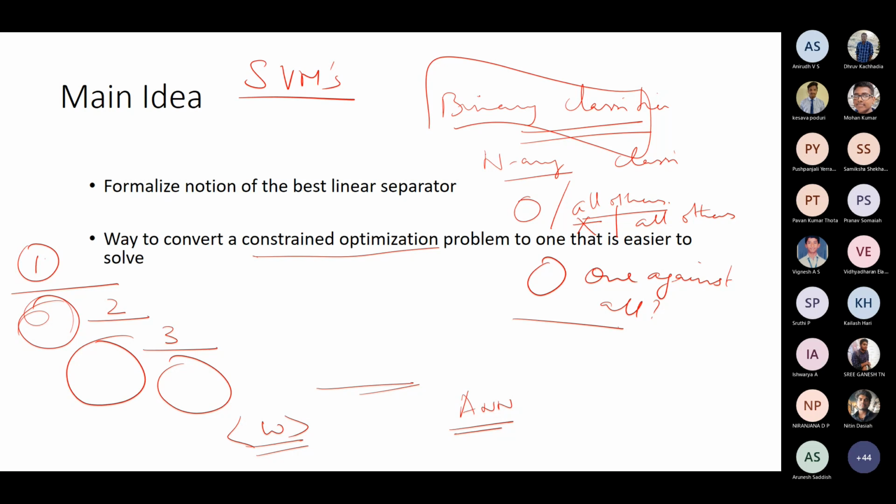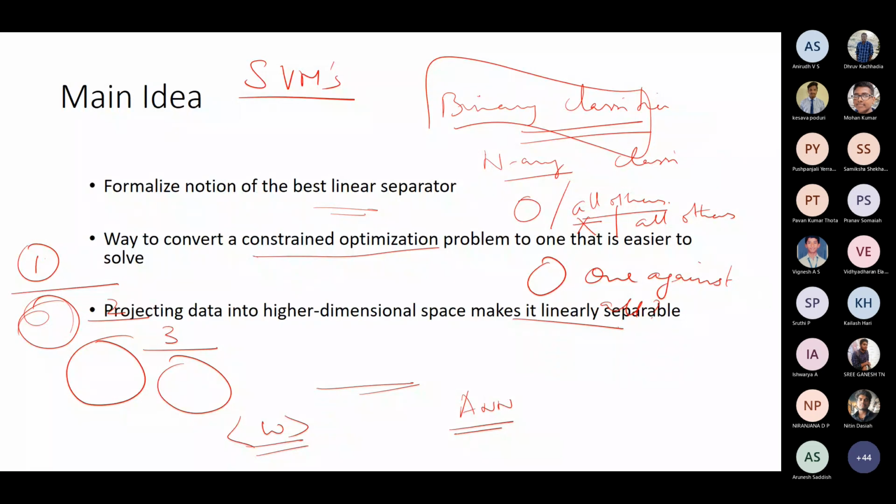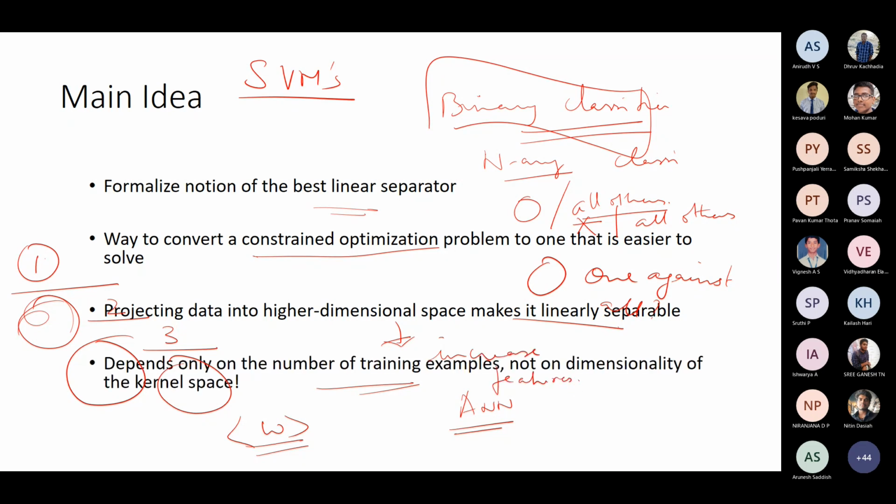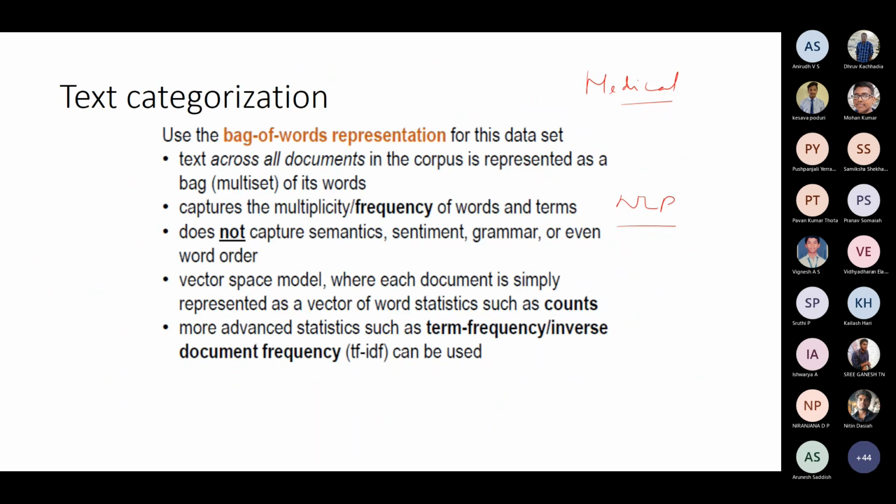Okay, so it is based upon this scenario of being a linear separator, and you can convert this to a constraint optimization problem as one way of solving this algorithm. And then you try to project data into a high dimensional space and make it linearly separable. So this is again a classic scenario where you increase the number of features to make it linearly separable. And it depends only on the number of training examples and not on the dimensionality of the kernel space. So this is the idea behind support vector machines.